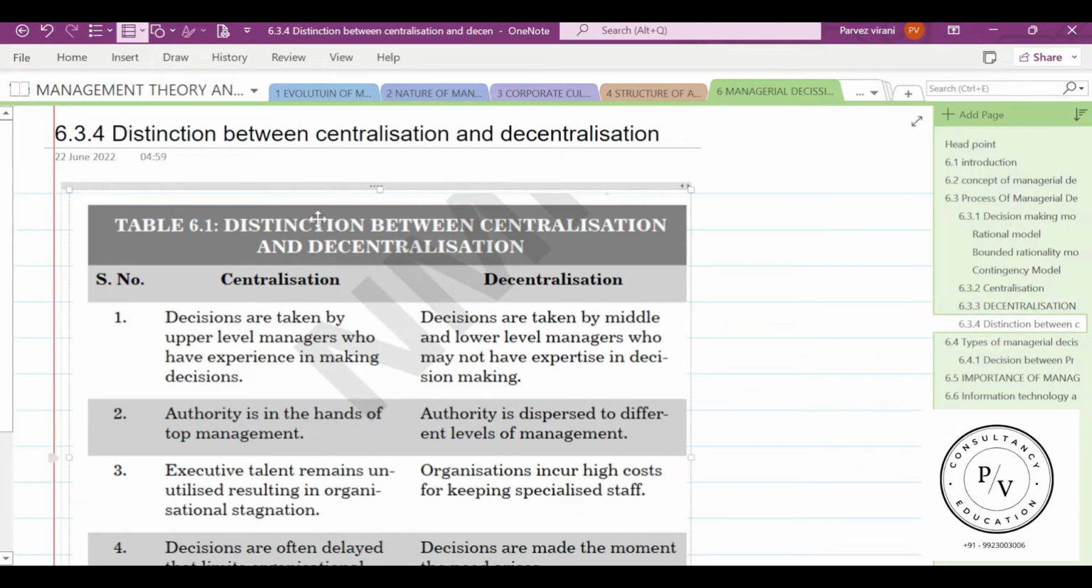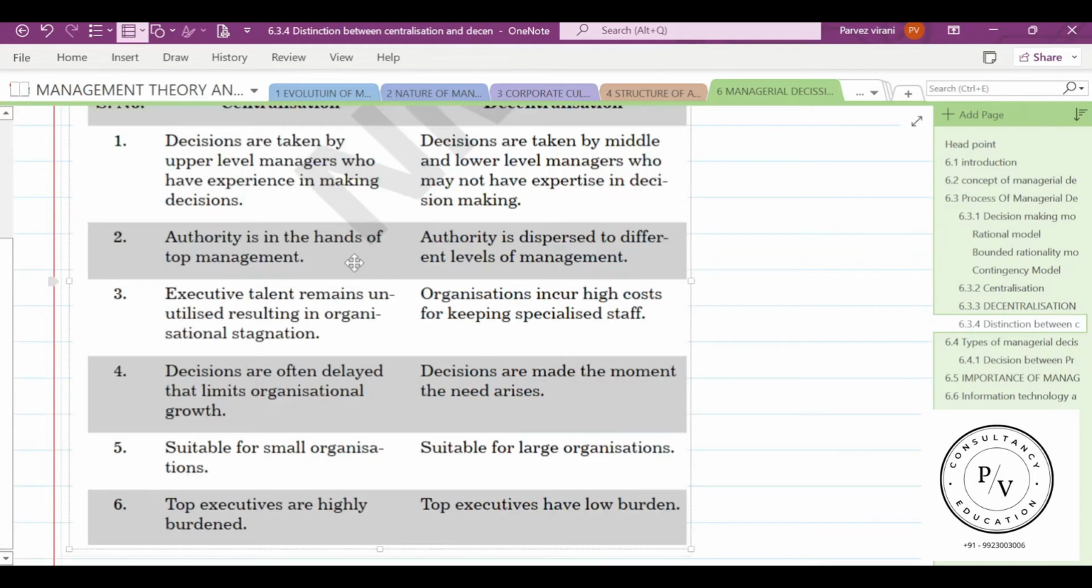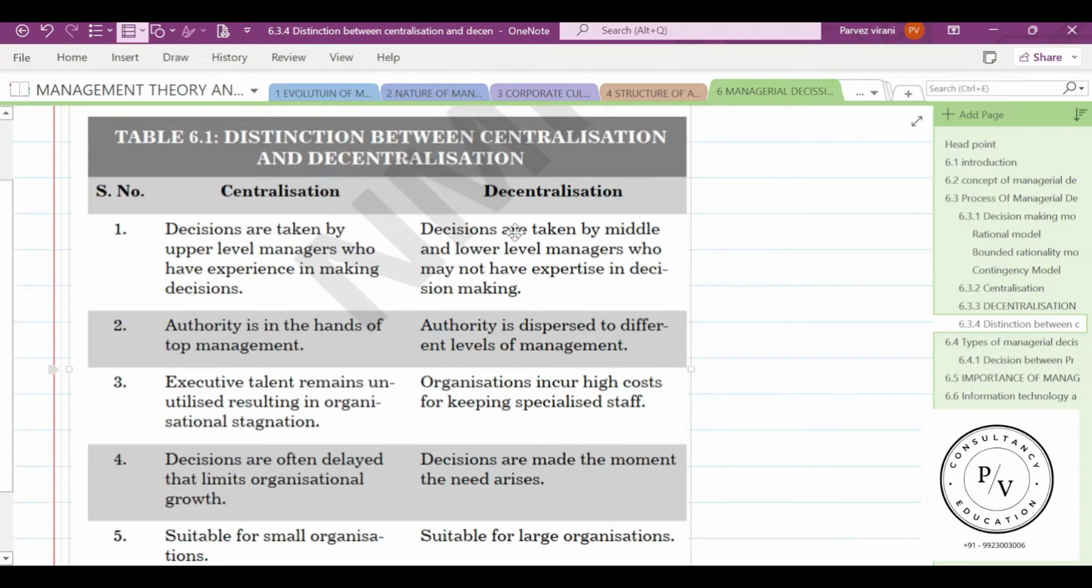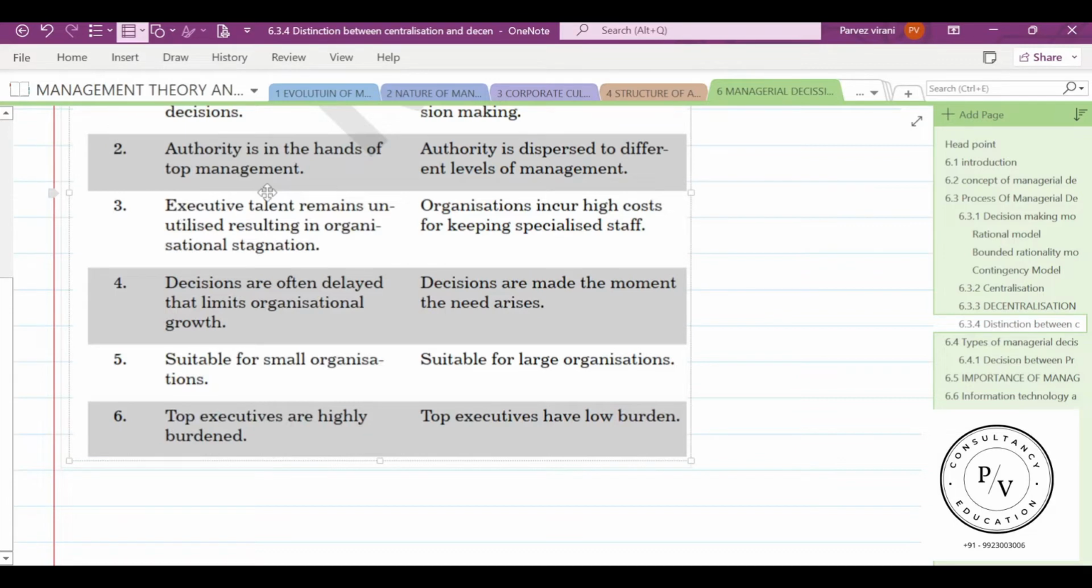6.3.4 Distinction between centralization and decentralization. Centralization: decisions are taken by the upper level managers who have experience in decision making. Decentralization: decisions are taken by the middle and lower managers who may not have expertise in decision making. Centralization: authority is in the hands of top management. Decentralization: authority is dispersed to different levels of management. Centralized: executive talent remains unutilized, resulting in organizational stagnation. Decentralization: organizations incur high cost of keeping specialized staff.